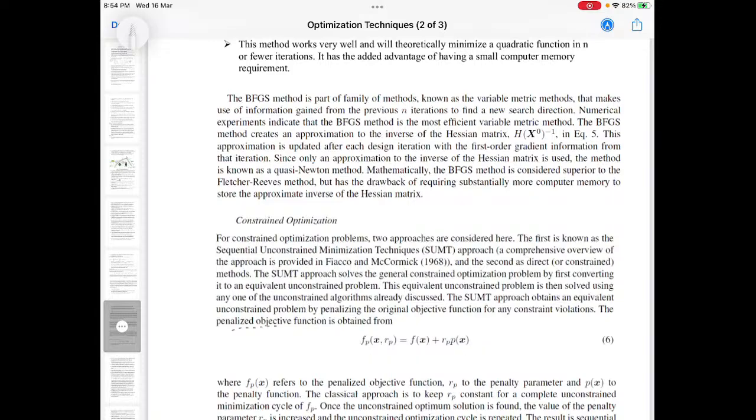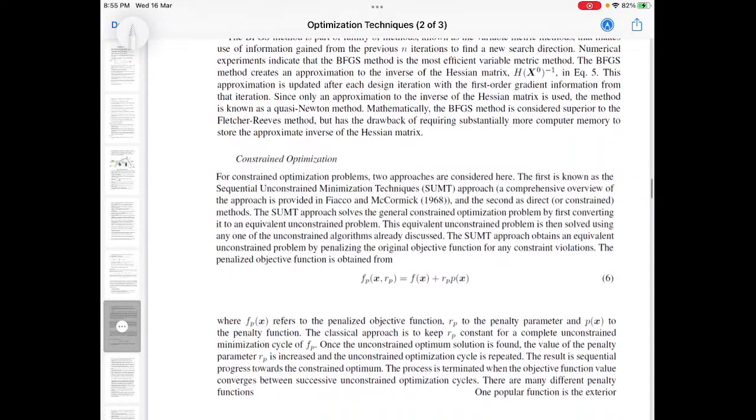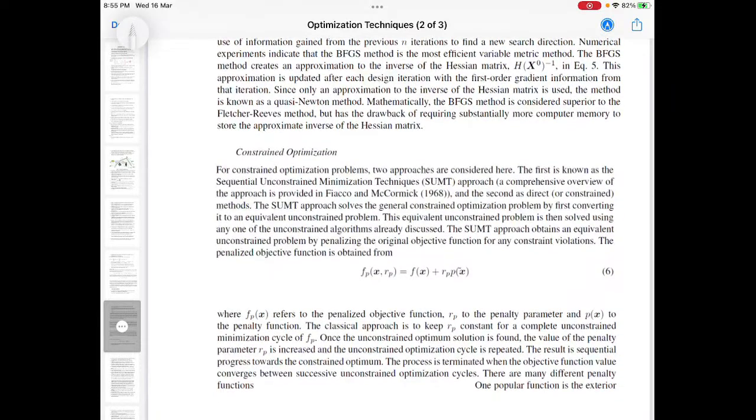The penalized objective function is obtained from fp(x, rp) equal to f(x) plus rp p(x). Here f(x) is the original objective function, plus the penalty term rp p(x), which gives the function fp(x, rp). Here fp(x) refers to the penalized objective function and rp is the penalty parameter, the value of the penalizing factor, and p(x) is the penalty function.